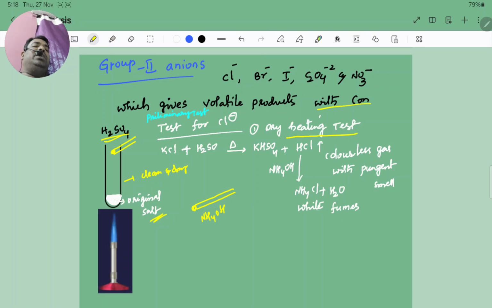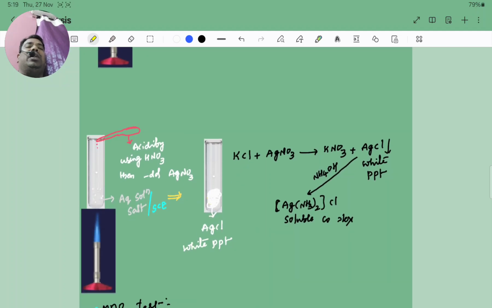Now look at, students, the reaction of this dry heating test. The KCl is the compound which contains Cl minus, right? Now reacted with the H2SO4 followed by heating, it will produce HCl gas, which is a colorless gas with a pungent smell. Then we are using the glass rod with the ammonium solution, then it will form white dense fumes, right? Okay. Now this is the dry heating test and is the preliminary test, which indicates the chloride ion is present in the given salt. Now next student, we will move to the confirmatory test, right?